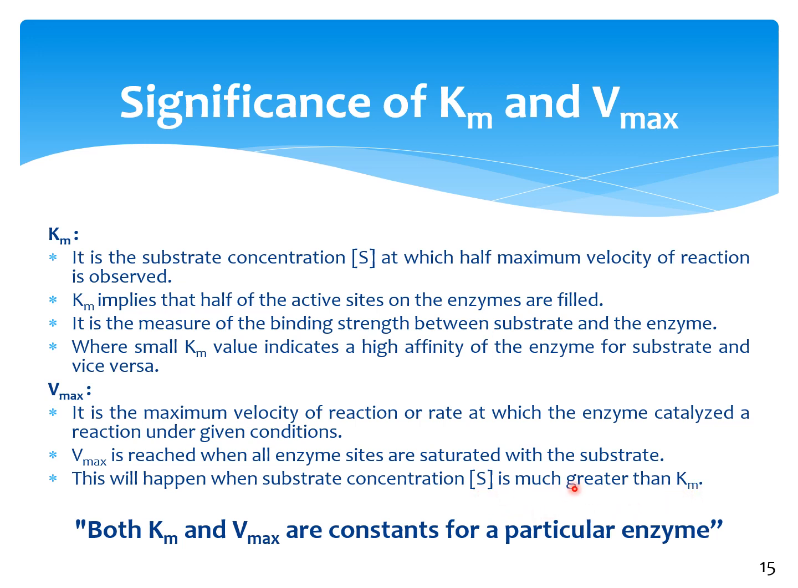When substrate concentration is much greater than the Km, the complete or full active sites of the enzyme can be occupied by the substrate, giving you the Vmax. Both have significance for a particular enzyme. Both Km and Vmax are constant for a particular enzyme under constant given conditions.